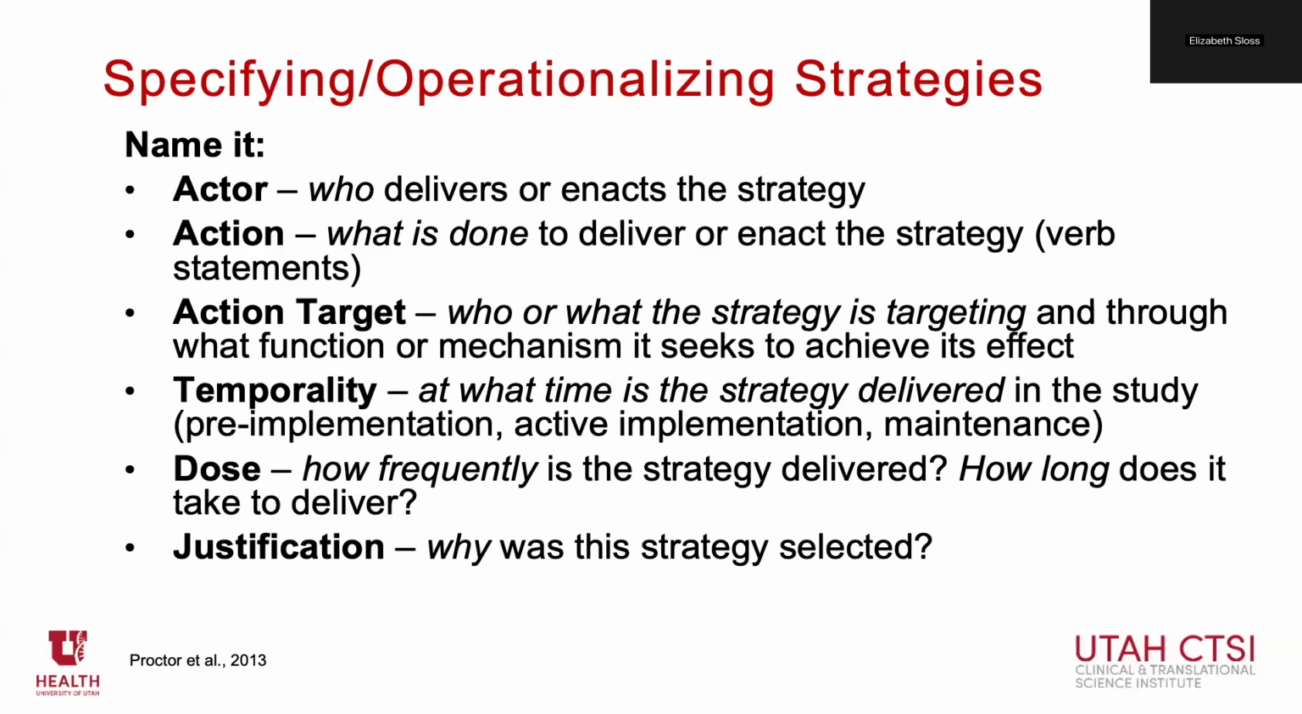And then justification. So why was the strategy selected? This can be anything from identifying contextual factors or barriers that you're trying to overcome, or seeking to achieve a certain outcome. Okay, so this is an example.